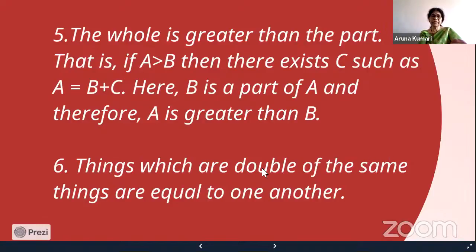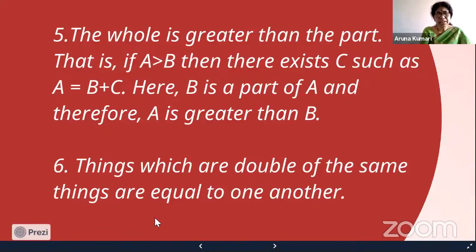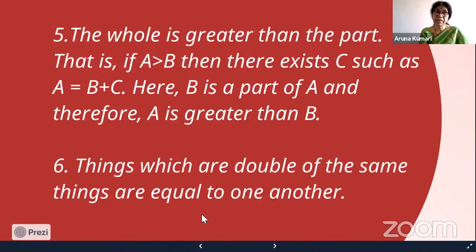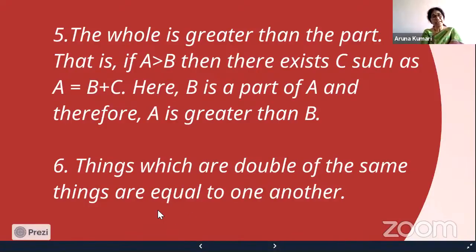Things which are double of the same things are equal to one another. This is very simple. Here there is no need to explain also. See, x equals y. What if we are multiplying x by 2? Then we should multiply y also by 2. Then 2x will be equal to 2y. 10x will be equal to 10y.